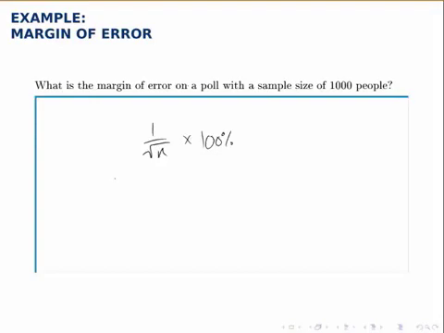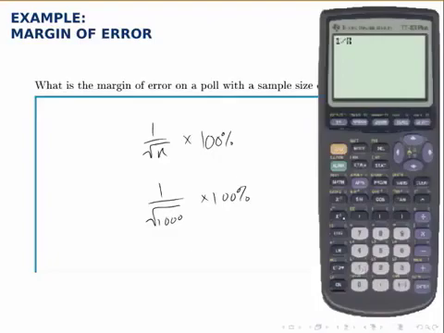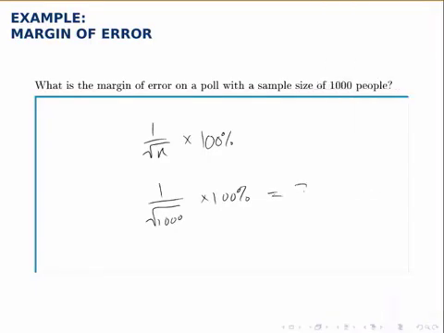In this example, n is 1,000, so the margin of error is 1 divided by the square root of 1,000 times 100%. 1 divided by the square root of 1,000 is 0.0316, etc. And by multiplying by 100%, or converting to a percentage, gives us 3.16% approximately. It's fairly common for a poll to have a margin of error of around 3%, and when you see that, you can tell that the sample size is around 1,000 people.